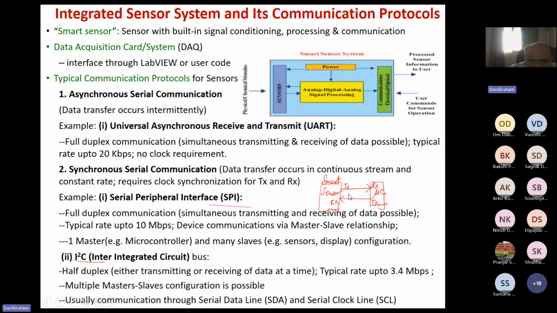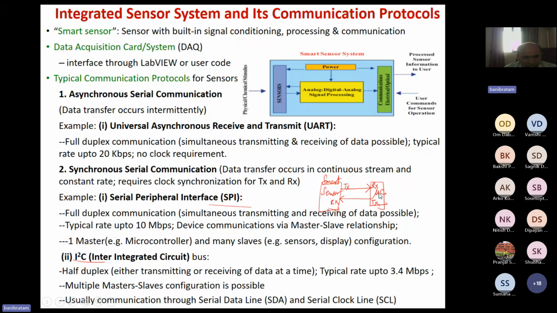Typical data rate is quite fast, around 10 Mbps. And device communication happens via a master-slave relationship. Usually it will have one master, for example the microcontroller is the master, and many slaves, multiple sensors and displays, which will come under the slaves. That kind of configuration is possible. So the serial peripheral interface, or SPI communication protocol, has full duplex communication, a faster data rate, and here we have one master controller and many slaves.